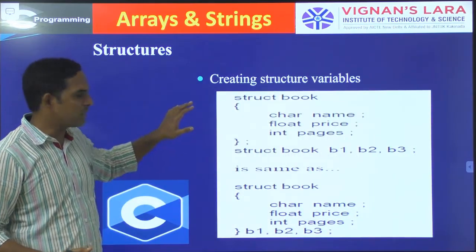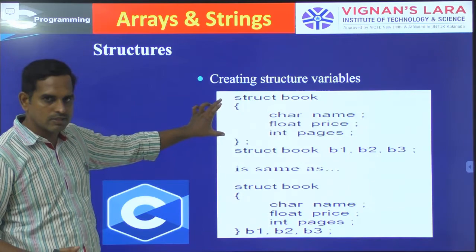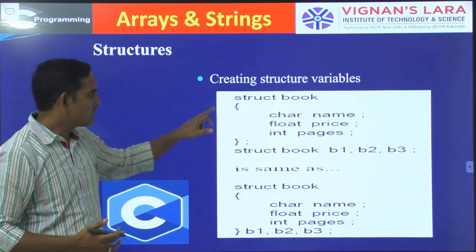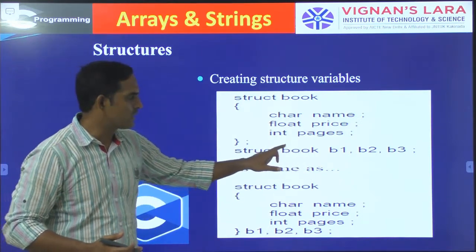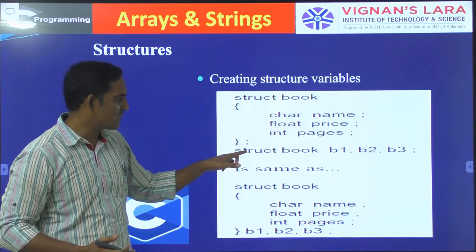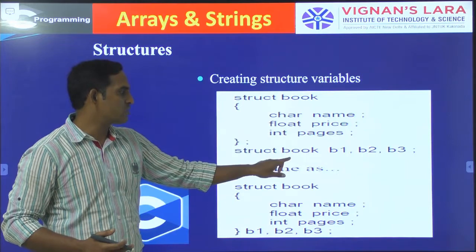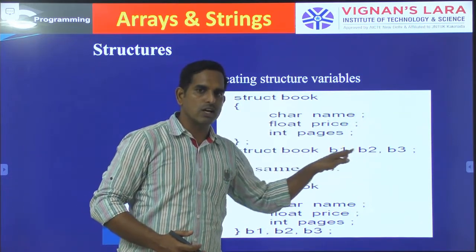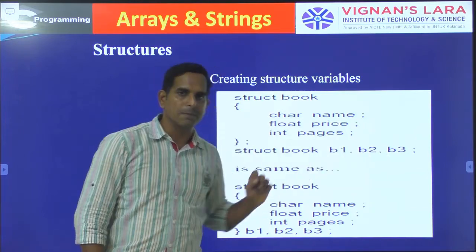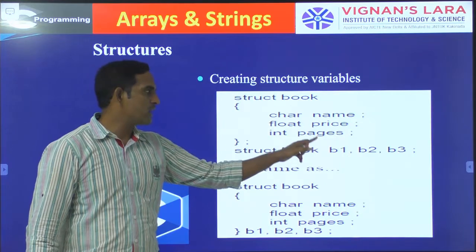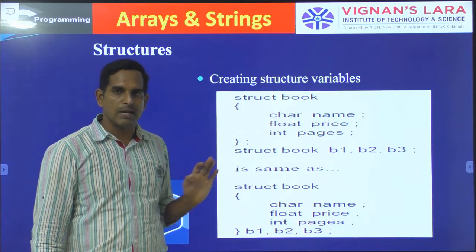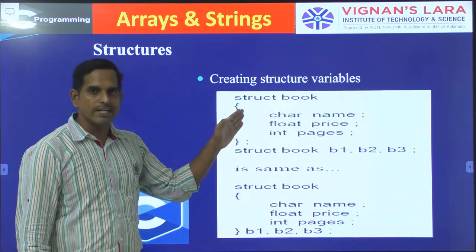And to create the structure variables, first you have to declare your structure. When you create the structure, you are not providing any memory to it. The memory will be assigned only when you create the structure variables. To create the structure variables, you specify the struct keyword, then the name of your structure. After that, separated with commas, you can specify the number of structure variables you want, that is B1, B2, B3. B1 is one book which has its own name, price and pages. B2 also has its own name, price and pages. So this is one way to create your structure variables.